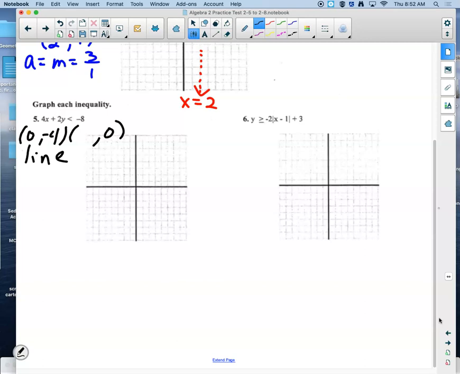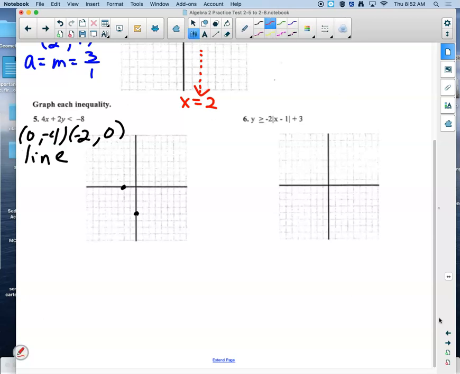For the next one, the y needs covering up, because that's where the 0 is, so that's gone. 4 times something is -8. What's the something? -2. We already have 2 points. 0, -4, and -2, 0.